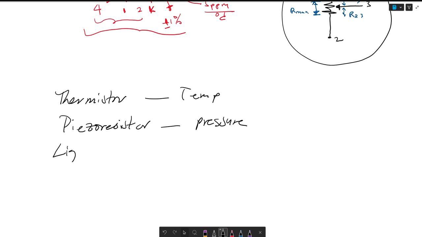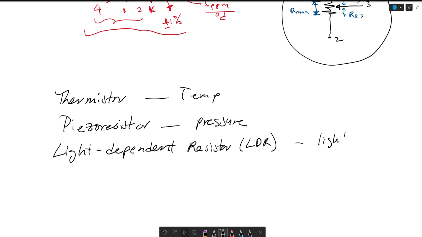There's another one called a light dependent resistor, or an LDR, and these are resistive to light. So when you walk into a room and the light gets darker, this can pick it up, and we can then say someone's in the room and turn on the lights in that room.